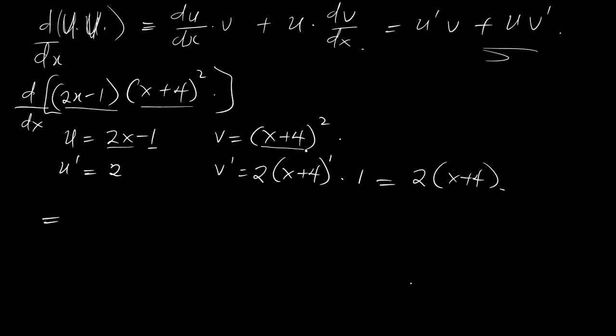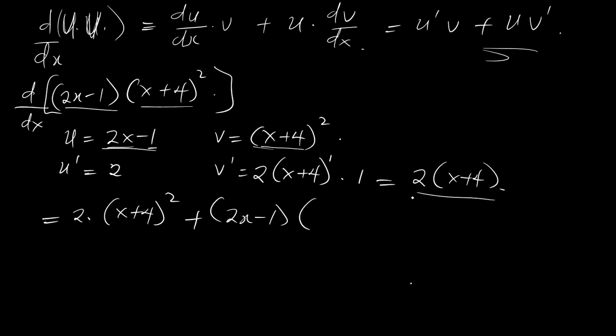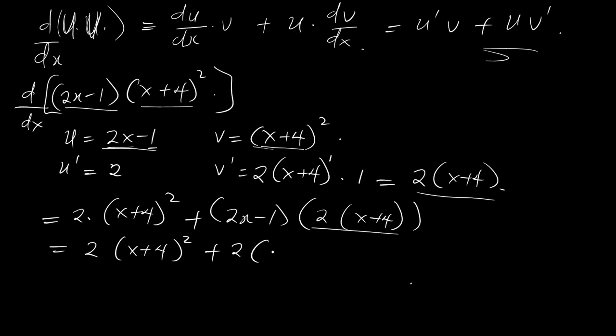So now the derivative of this function will be equal to u prime times v, which is 2 times x plus 4 to power 2, plus u, which is 2x minus 1, times v prime, which is 2 times x plus 4. So this will be 2 into x plus 4 all squared plus 2 times x plus 4 into 2x minus 1.